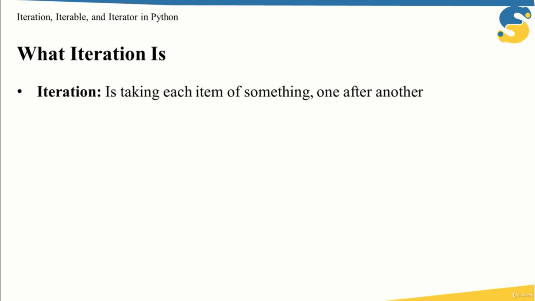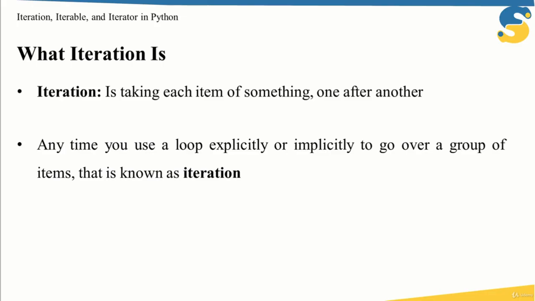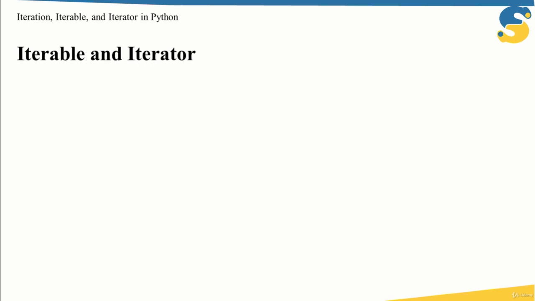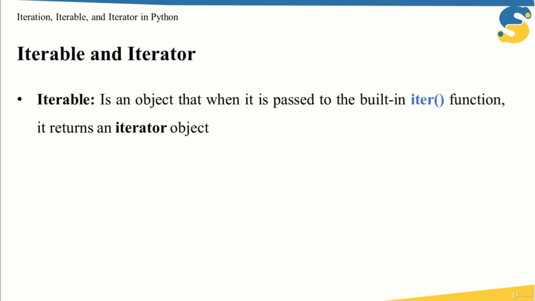In other words, anytime you use a loop explicitly or implicitly to go over a group of items, that's known as iteration. Now let's see the meaning of iterable and iterator. Usually we call an object in Python an iterable if I pass this object to the built-in iter function and then I get an iterator object as a response. So from an iterable, using iter, we get an iterator object.